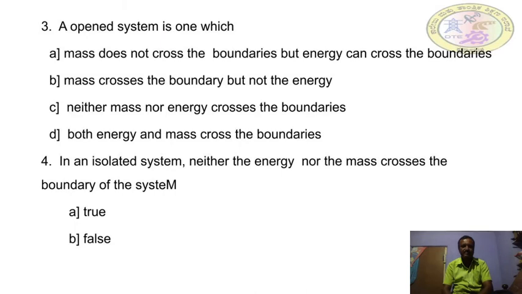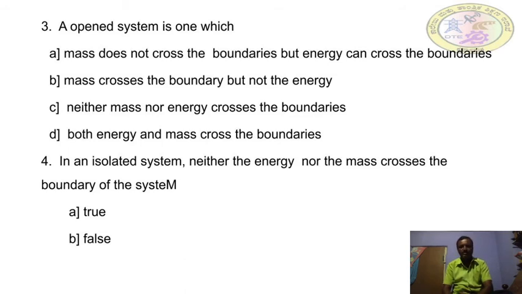Next, number 3. An open system is one which A. Mass does not cross the boundaries but energy can cross the boundaries, B. Mass crosses the boundary but not the energy, C. Neither mass nor energy crosses the boundaries, D. Both energy and mass cross the boundary. Correct answer is D. Both energy and mass cross the boundary.